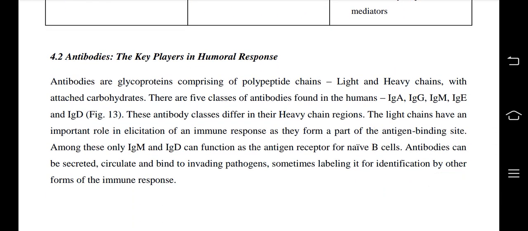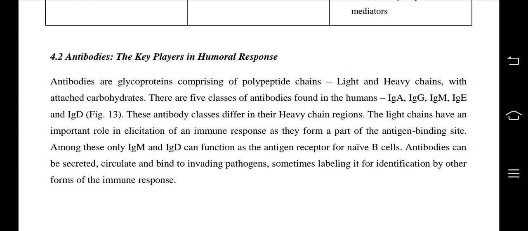Antibodies. The key players in humoral response. Antibodies are glycoproteins comprising polypeptide chains, light and heavy chains, with attached carbohydrate. There are 5 classes of antibodies found in humans: IgA, IgG, IgM, IgE, and IgD. These antibody classes differ in their heavy chain regions.